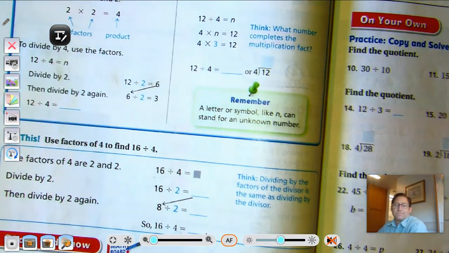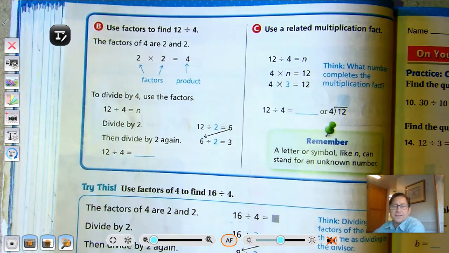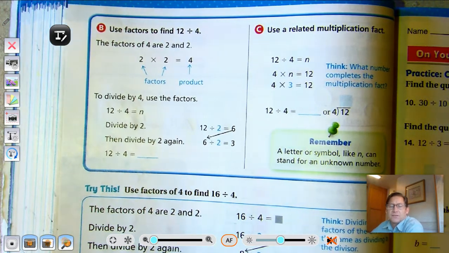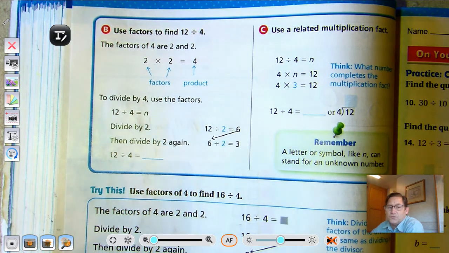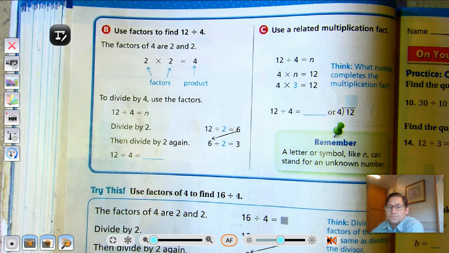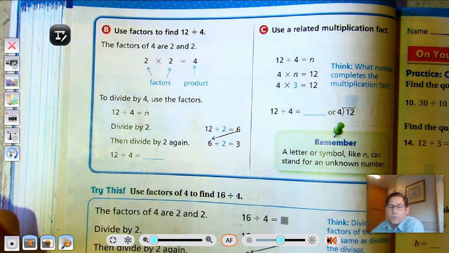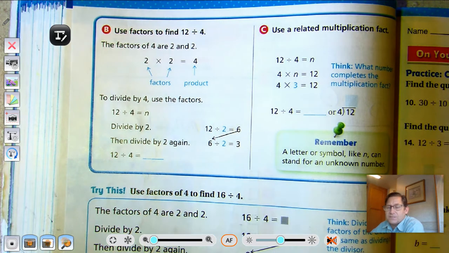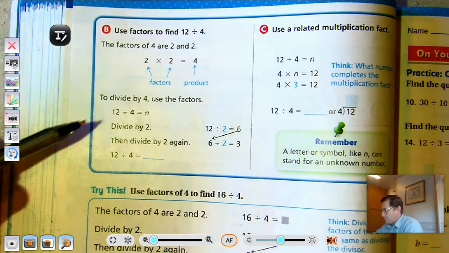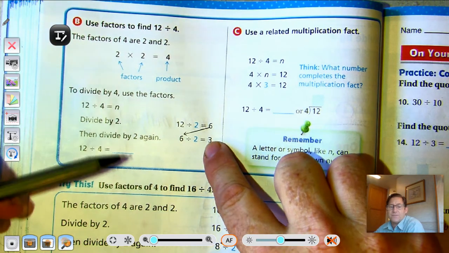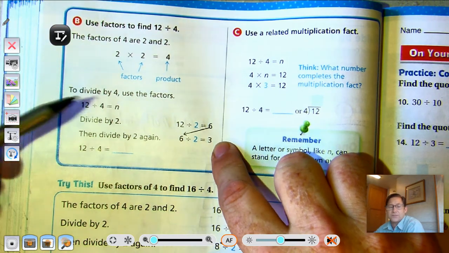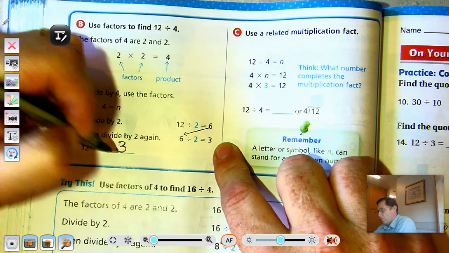Use factors is another method we could use to find 12 divided by 4. So in this case, the factors of 4 are 2 and 2. 2 times 2 equals 4. So we could divide by 4, we could use the factors. 12 divided by 4 equals n. So first divide by 2. And 12 divided by 2 would be 6. So half of 12 is 6. Then we're going to divide by 2 again, and that would give us 3. So 12 divided by 4 is 3.